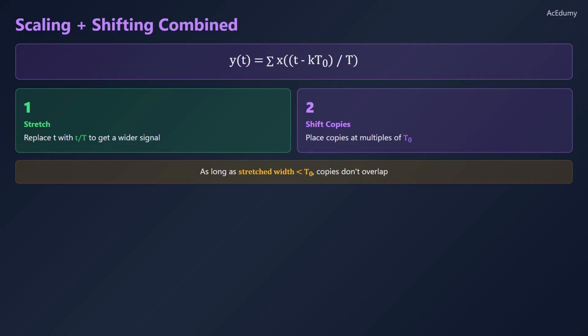We can also combine scaling with shifting. Consider y of t equals the sum of x of the quantity (t minus k t0) divided by capital T. Here, we first stretch x of t by replacing t with t over T. This gives x of t over T, a wider version of the original signal. Then, we create copies shifted by multiples of t0. As long as the stretched signal fits within one period, meaning its width is less than t0, the copies do not overlap and y of t is periodic with period t0.